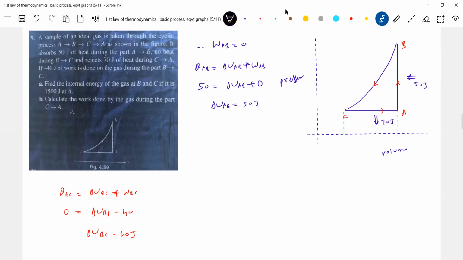Okay, now I'll get into the first part. Delta UAB, I know. So delta UAB, what can you write? UB minus UA equal to 50. What is UA?